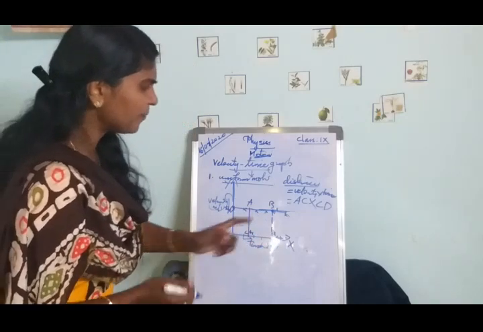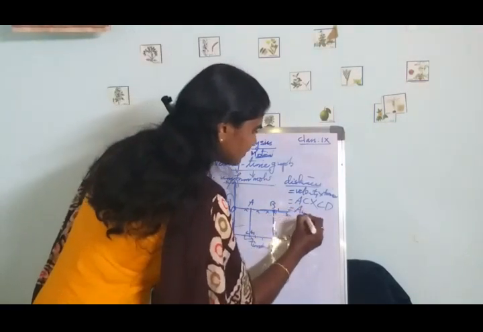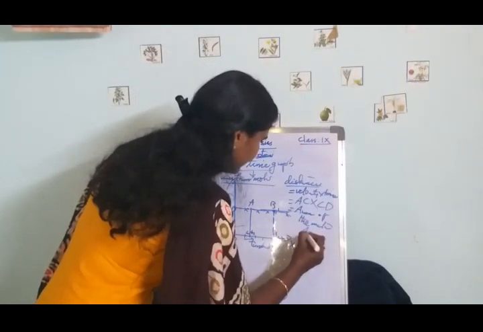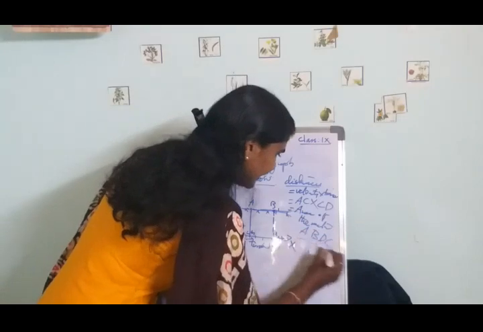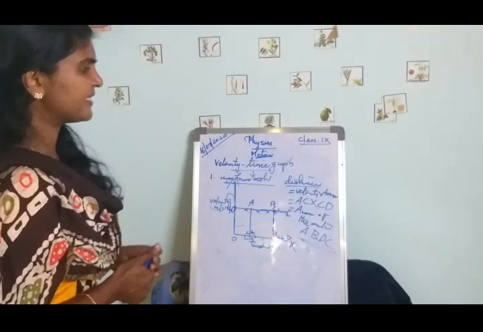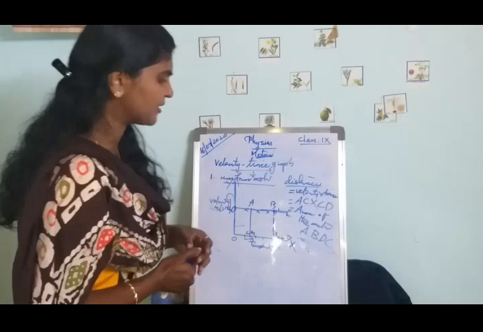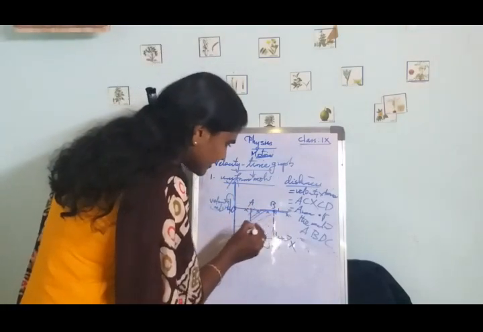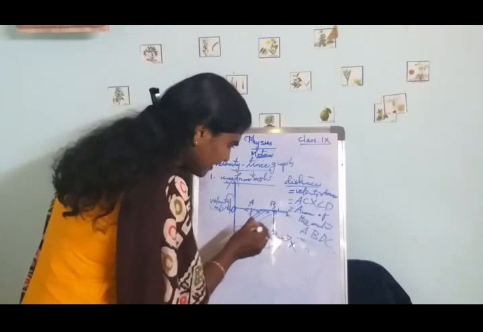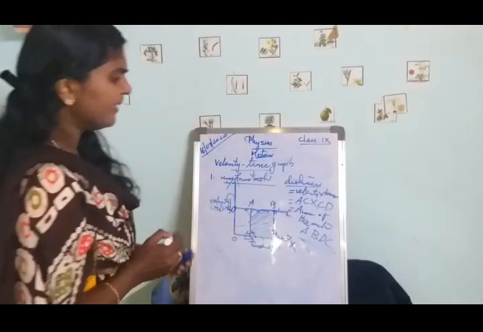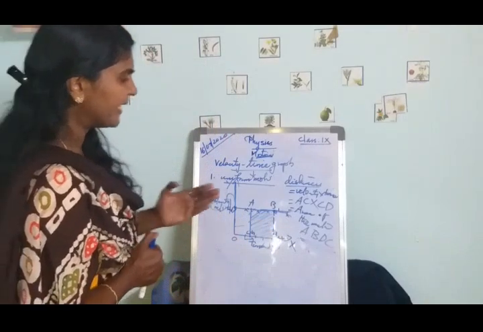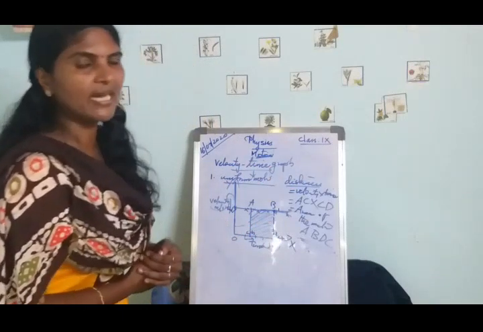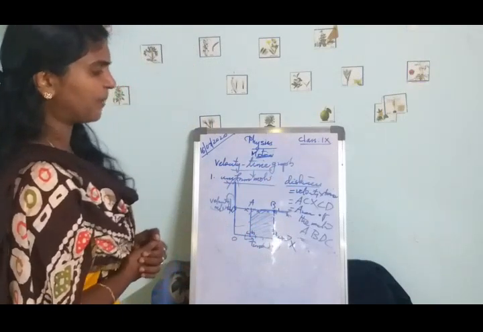Actually, it is the area of the rectangle ABDC. So here the distance travelled or the magnitude of displacement is equal to the area under the velocity time graph, this shaded portion. So the area under the velocity time graph gives the distance travelled or the magnitude of displacement.